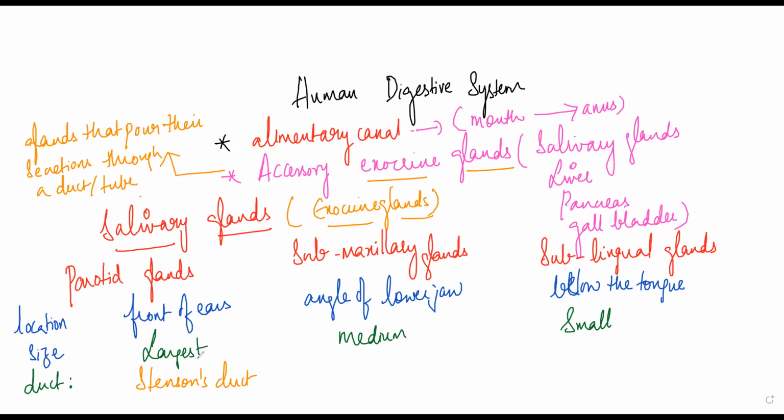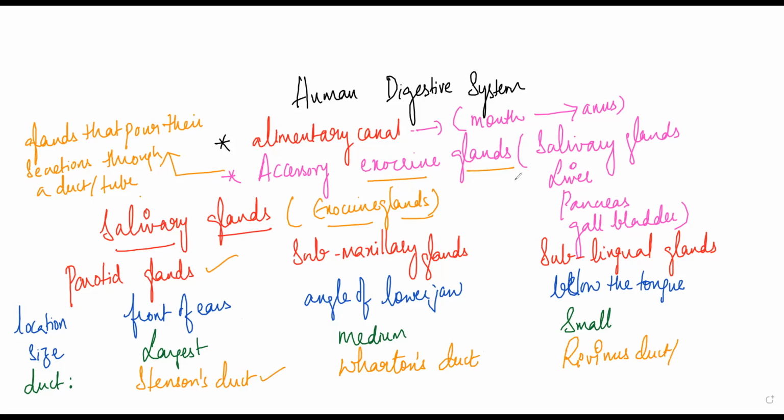So obviously they are going to have ducts. The parotid glands have the duct named Stenson's duct, the submaxillary glands have Wharton's duct, and the sublingual gland has the duct called Rivinus duct.